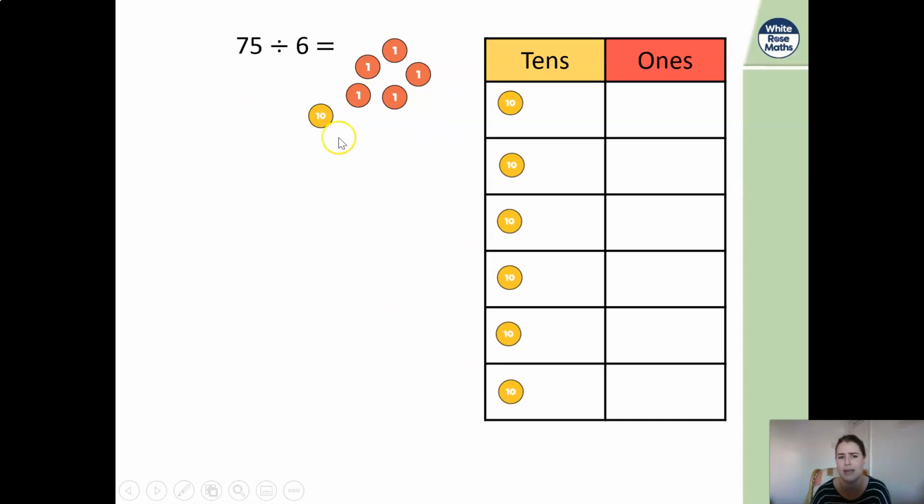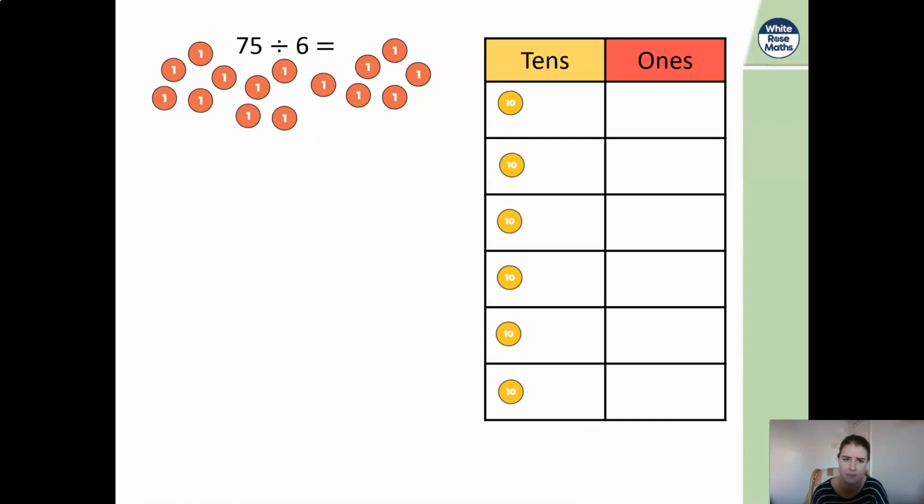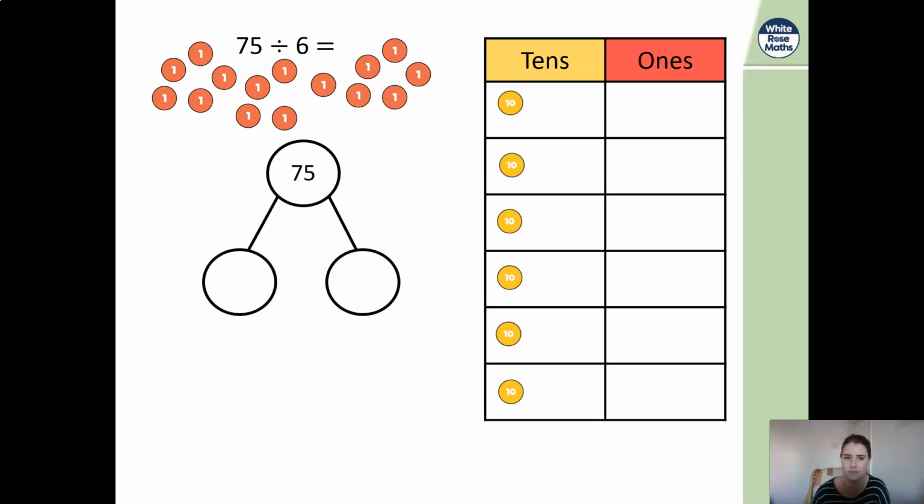But I have an additional 10 left over. I can't fit that into my tens column, so I'm going to have to exchange that for 10 ones. Altogether now I have my 10 ones, add my additional ones here. What I need to do now is split those equally into my 6 rows. Let's partition this. One of my numbers is going to have to be a multiple of 6. Unlike last week, where both were multiples of 6, because we know there's going to be a remainder, the other number doesn't have to go equally into our number.